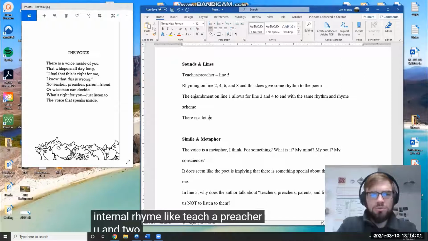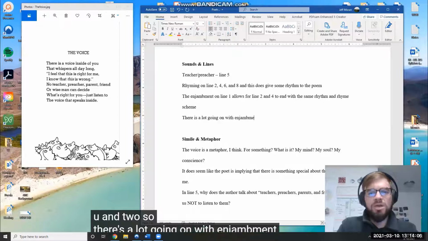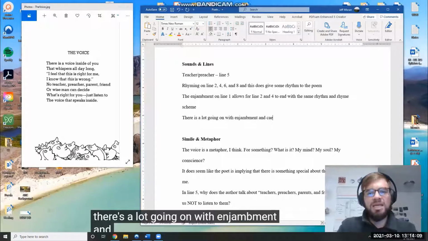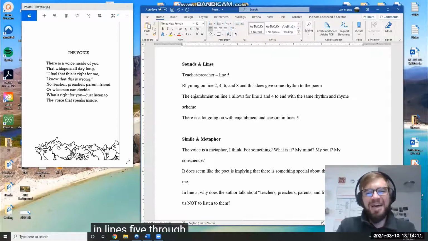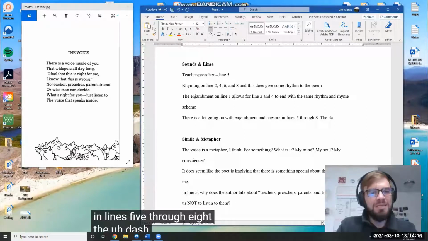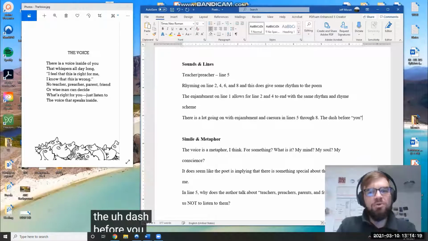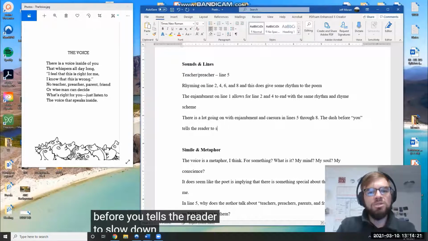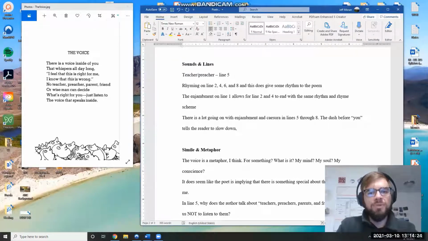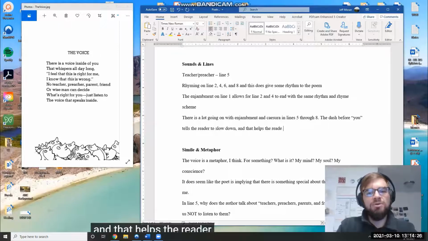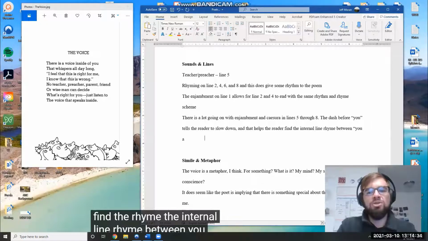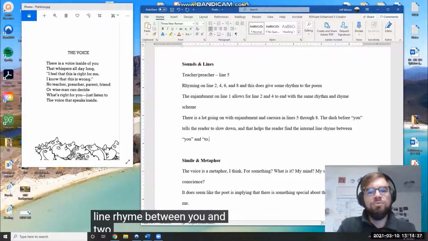So there's a lot going on with enjambment and caesura in lines 5 through 8. The dash before you tells the reader to slow down, and that helps the reader find the rhyme, the internal line rhyme between you and to.